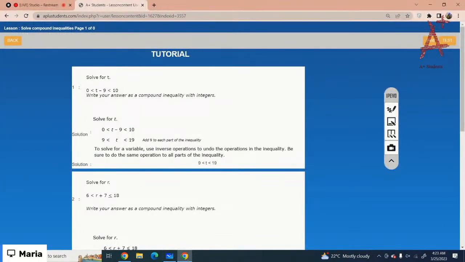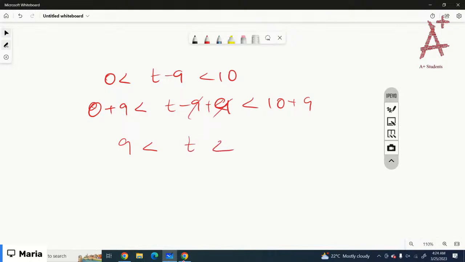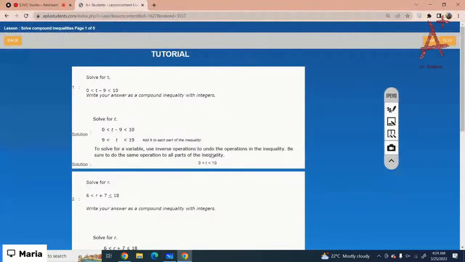Basically, we have to perform the operations on all parts of the inequality. Got it? Like you have to remove that negative 9, so you have to add 9 to the whole inequality. It would be t minus 9 plus 9, and 10 plus 9. 9 plus 0 is 9. 9 minus 9 makes 0. So we are left with t here, and 10 plus 9 equals 19. That means the value of t is between 9 and 19.